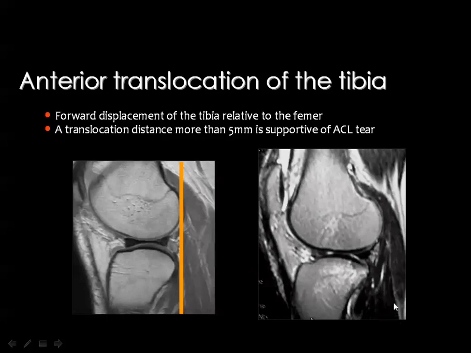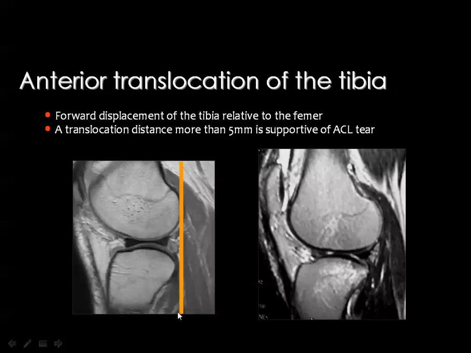The other sign is known as anterior translocation of the tibia. In order to test for ACL rupture, the patient is seated at the edge of the table, and the clinician tries to draw the leg anteriorly. If it can be drawn anteriorly, this is known as the drawer sign, which is a sign of ACL rupture.